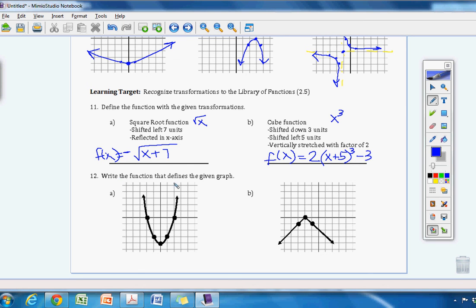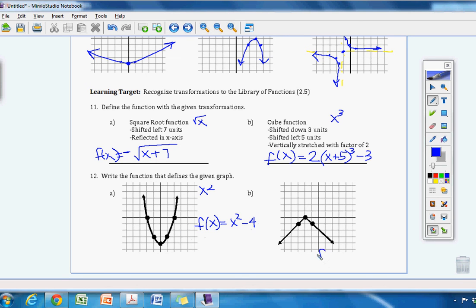And then write the function that defines the given graph. I'm given this parabola. I know that it's going to be x squared. So I have to just ask myself what's happening. All right, so I am shifting down 4 units, but I have a normal slope, up 1 over 1. So it's just x squared minus 4. There was no shift left or right.